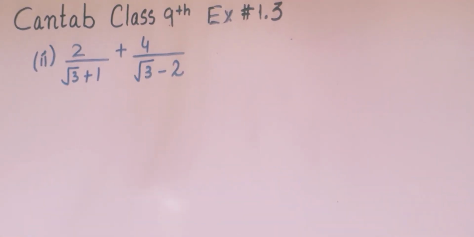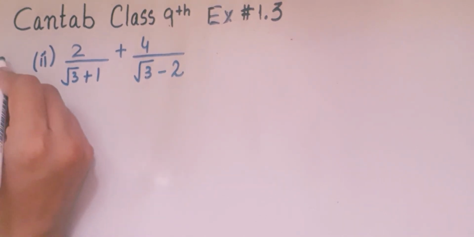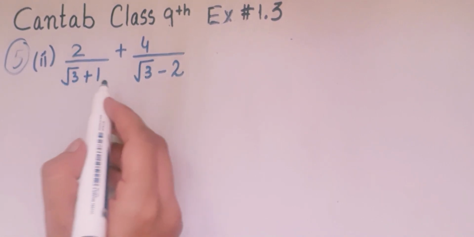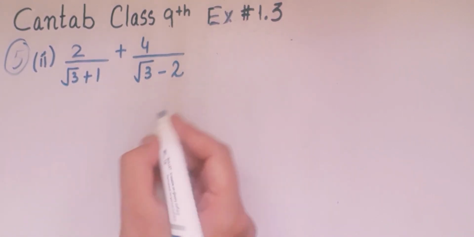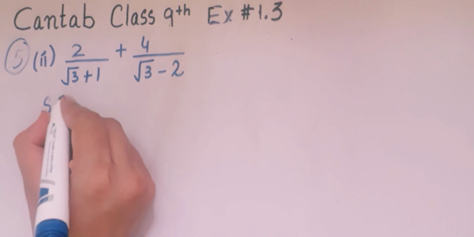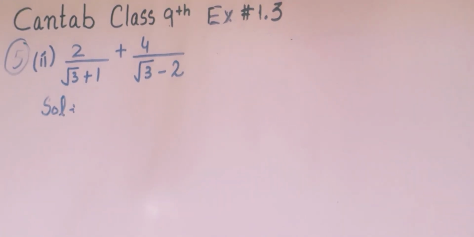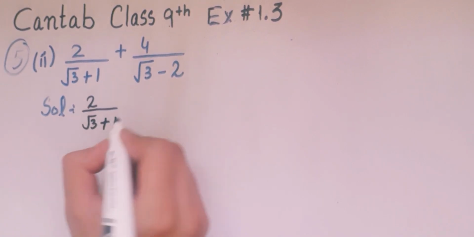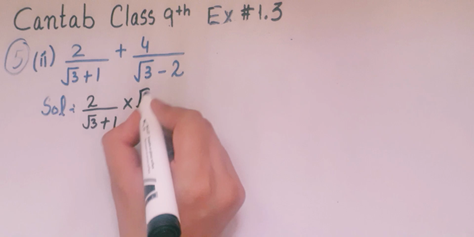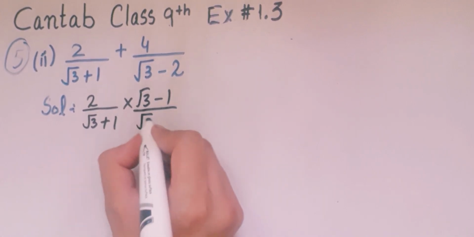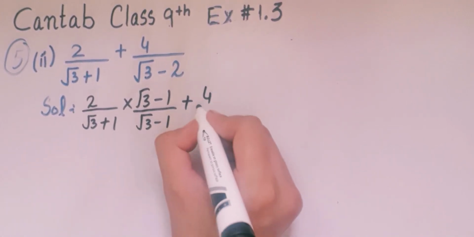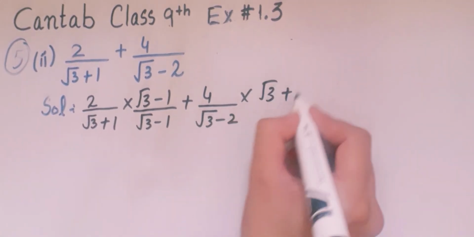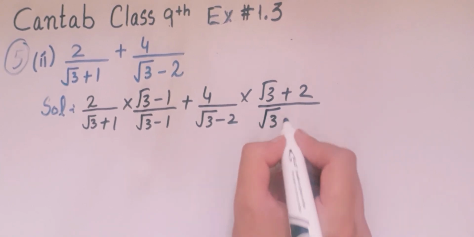Now we will do the second part of this question number 5. That is 2 by square root of 3 plus 1 plus 4 into square root of 3 minus 1. We will solve this. 2 by square root of 3 plus 1 into square root of 3 minus 1 by square root of 3 minus 1, plus 4 into square root of 3 minus 2 multiplied by square root of 3 plus 2 by square root of 3 plus 2.